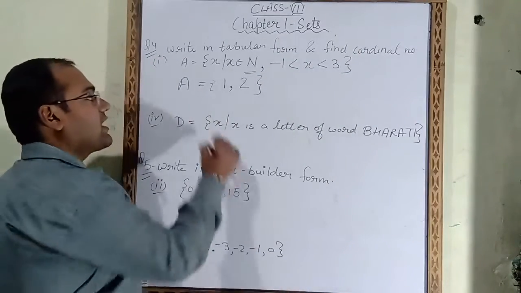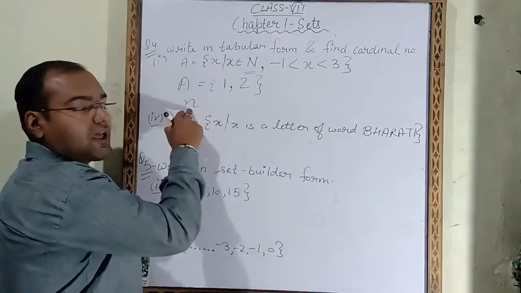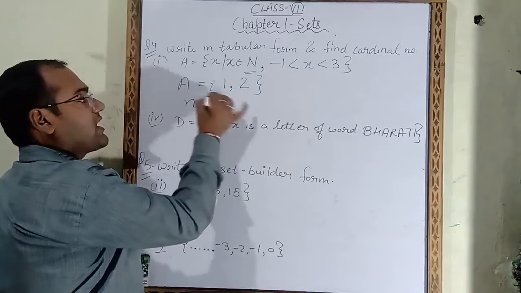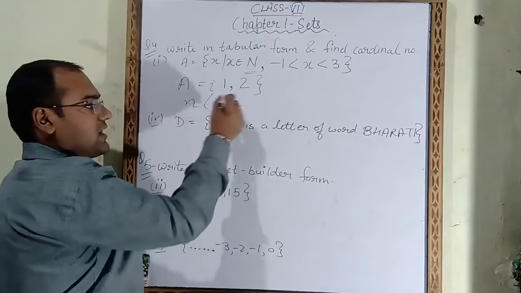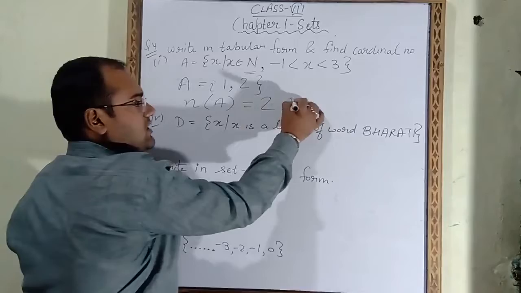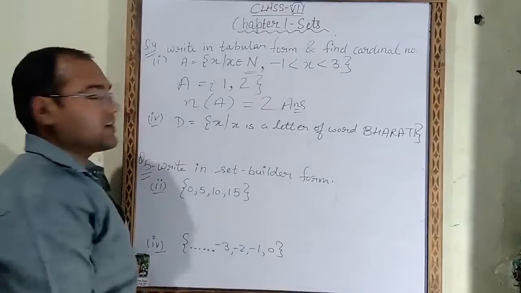So how will we write cardinal number? Cardinal number, small n, of A. So in brackets we write capital A. So n(A) is equal to 2. This is the answer of this first part.